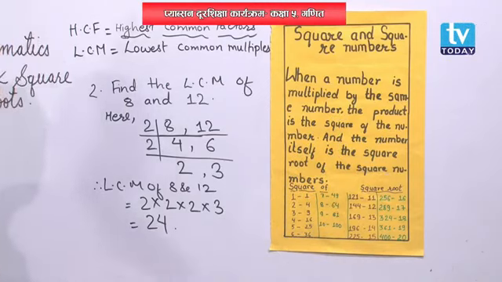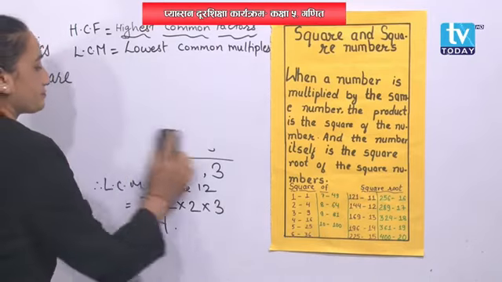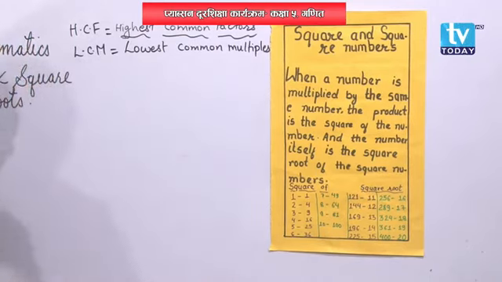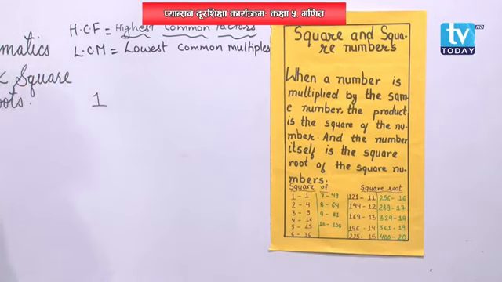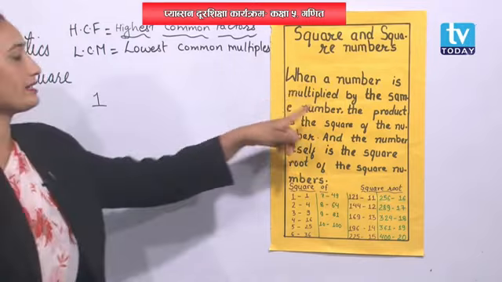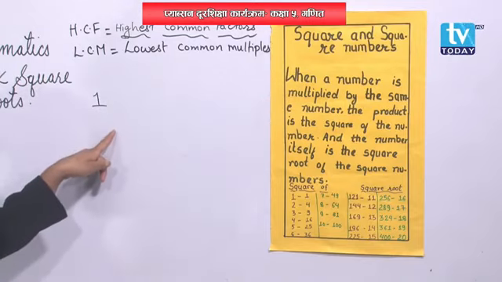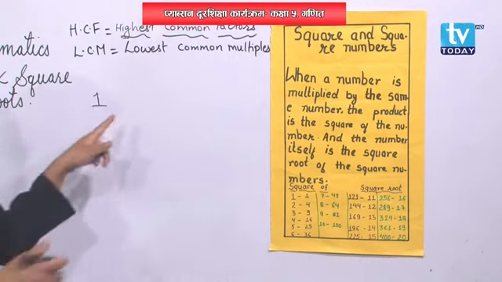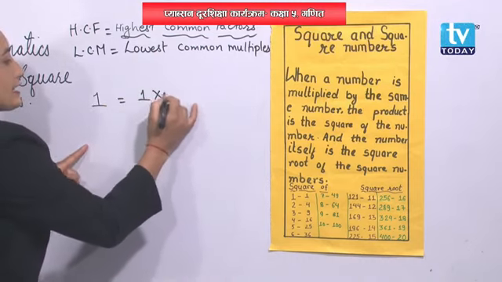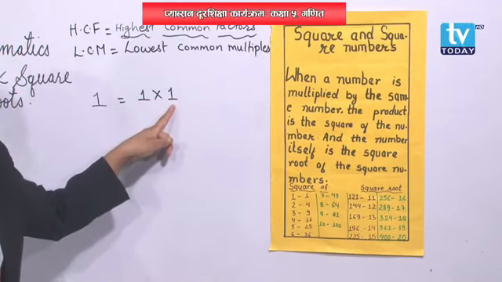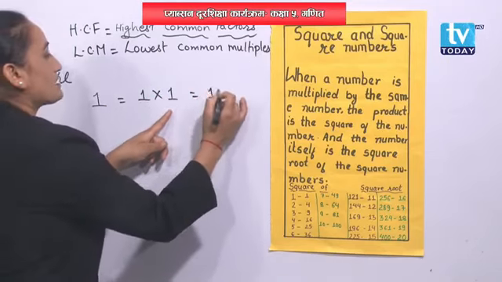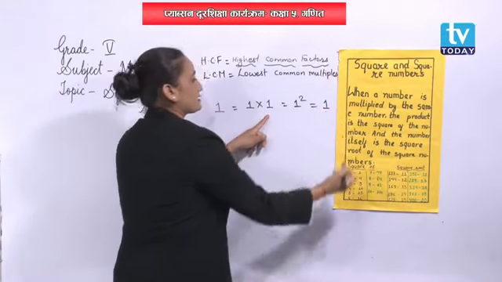For example, have a look over here. Suppose we are going to find the number 1. When this number is multiplied with the same number, that means if I multiply 1 and 1, then its product will be 1 square, and we say 1 square is 1.